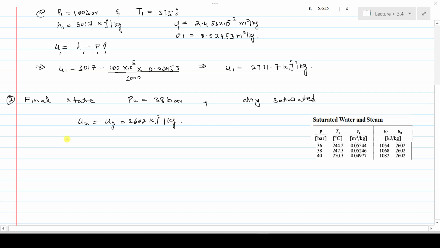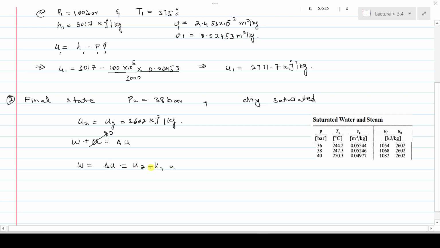Now from the first law of thermodynamics, work done plus heat is equal to change in internal energy. There is no heat in or out because the cylinder is perfectly insulated. Then you can say that the work done by the fluid is equal to the change in internal energy, that is U2 minus U1.